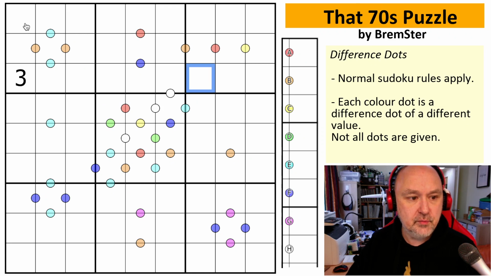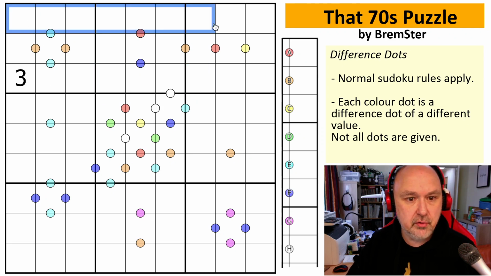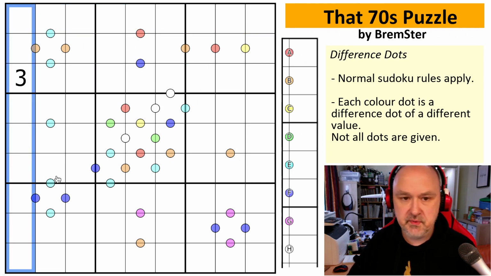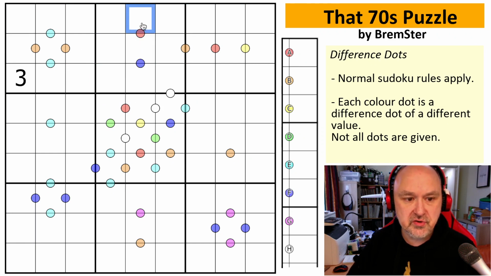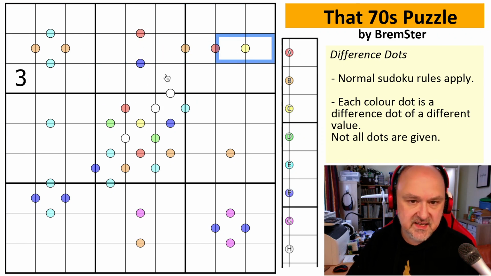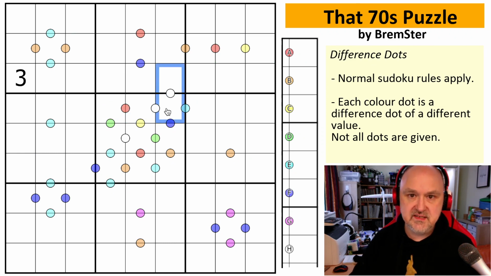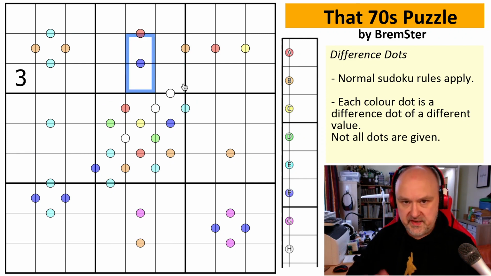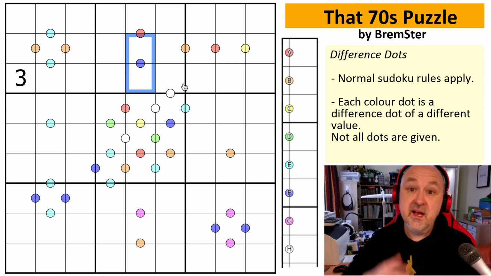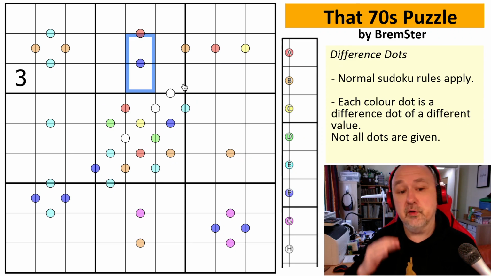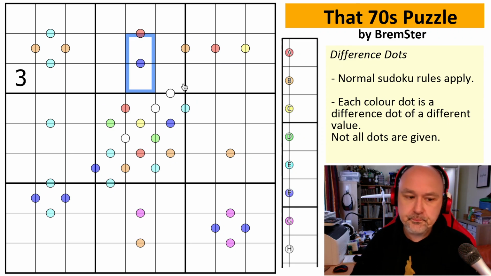So normal Sudoku rules: in every box, in every row, and in every column, the digits 1 to 9 must be placed without repetition. And all of the dots are different dots. There are 8 different colors of dots, and each color represents a different difference value. So one color dot will be a difference of 1, a different color will be a difference of 2, a different color will be a difference of 3. And it's up to the solver to figure out which dot is which value. So hence the ambiguity puzzle. We do not know what the colors represent.